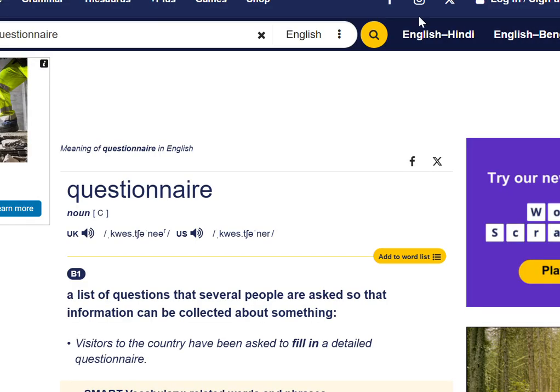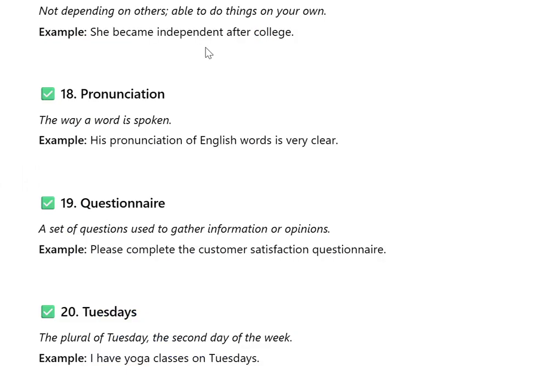Okay. Next word is questionnaire. So in here, the stress is on the last syllable. Here, you see the stress of the syllable. Questionnaire. Okay. Make sure you practice with me. Questionnaire. Questionnaire. Okay. Set of questions used to gather information or opinions, right?